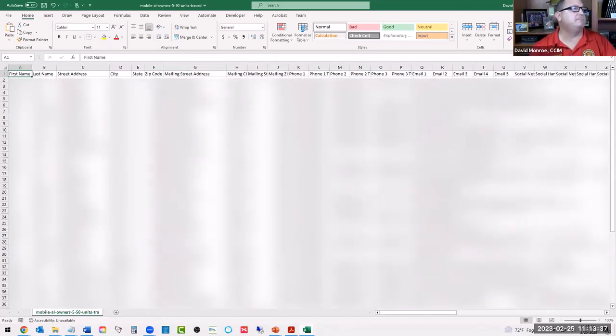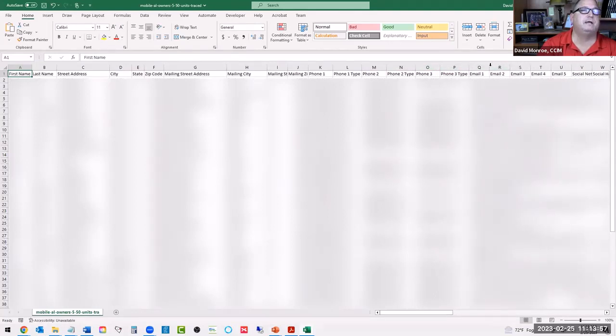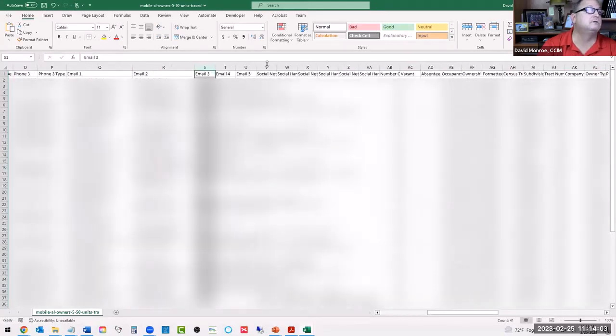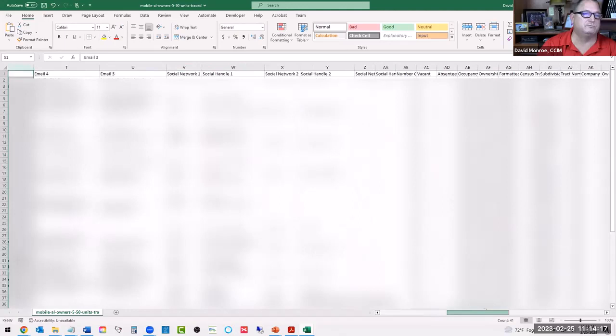So first name, last name, their street address, the property address, their mailing address, where they're located, Alabama. Okay. Phone number type, phone number type, phone number type, email 1, email, and he gives you up to 5 emails. Emails will become important to you. Okay. If they belong to a social network, what the network was, what their handle is. Okay. Does a few of those.